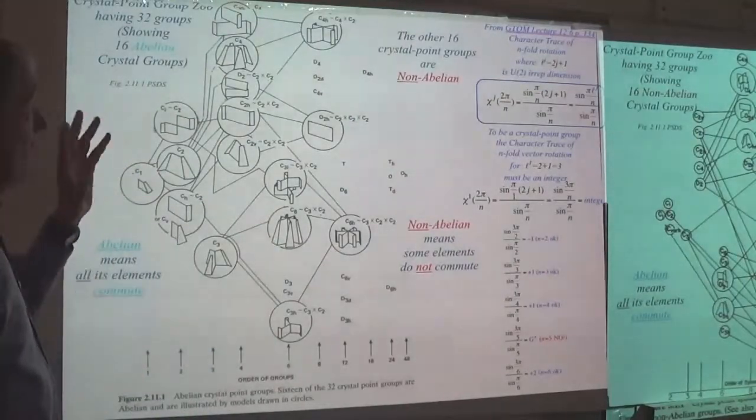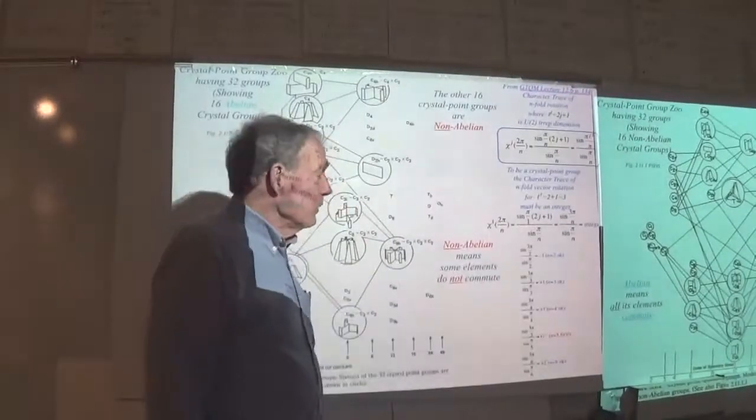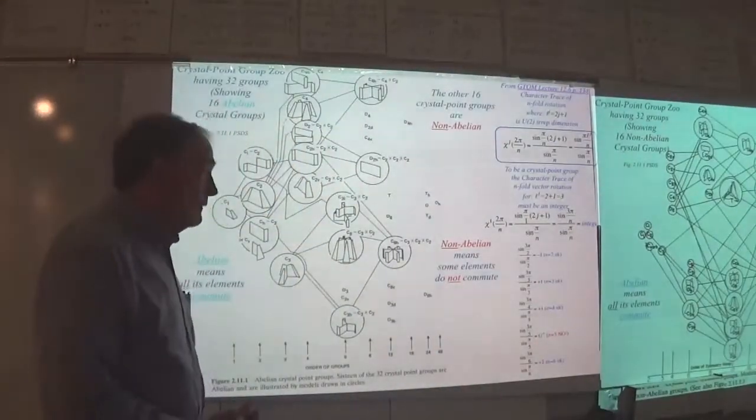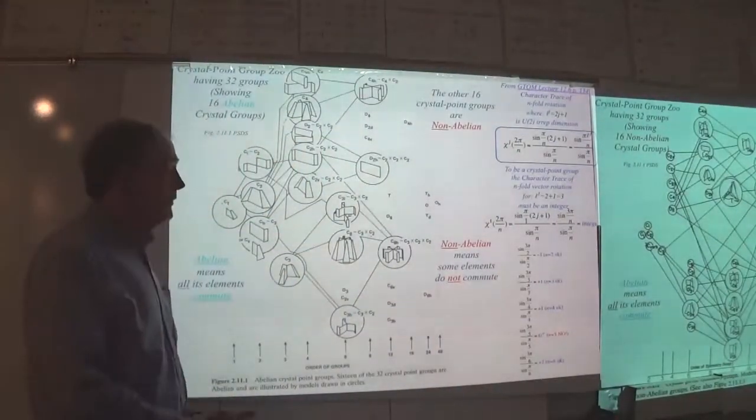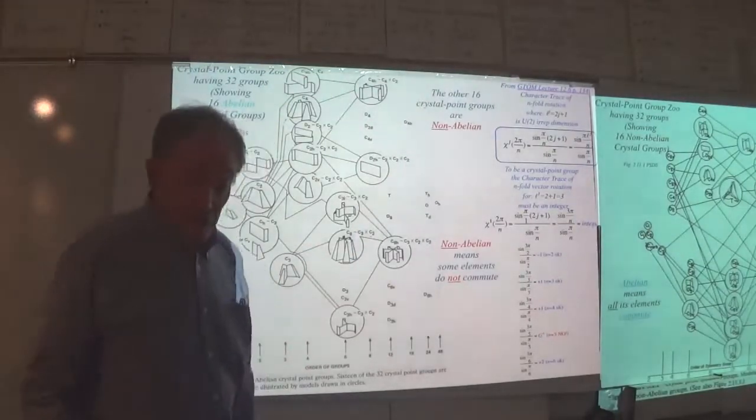So all of these 32 groups are made out of rotations that are two-fold, three-fold, four-fold, not five-fold, and six-fold. That's all you get to use. So that's a thing to remember.